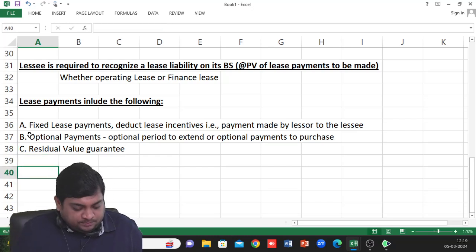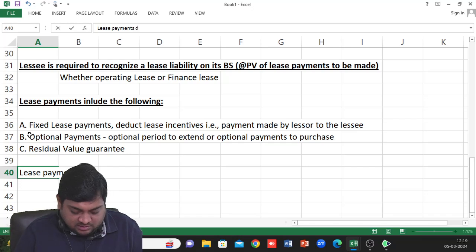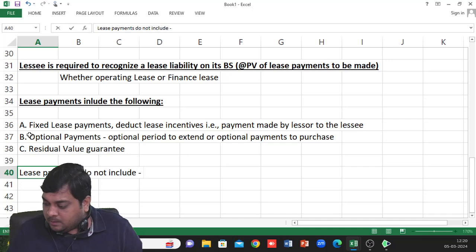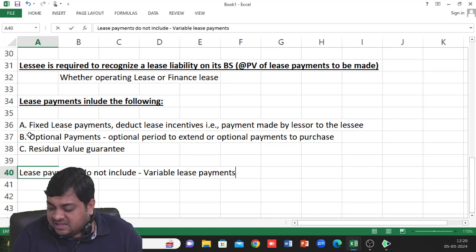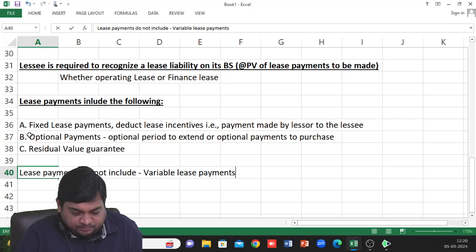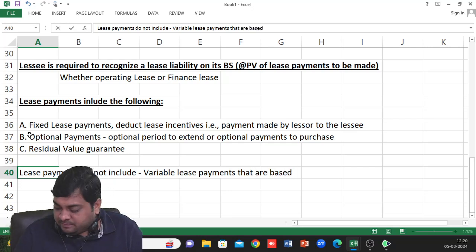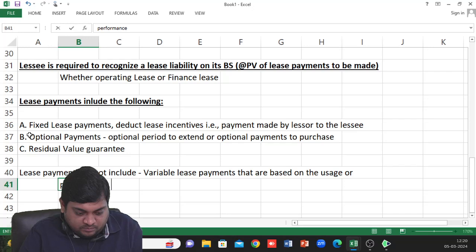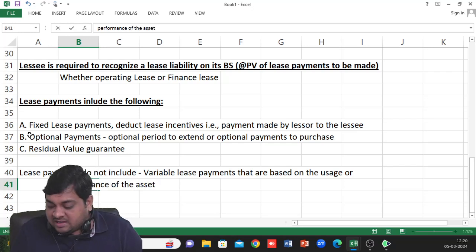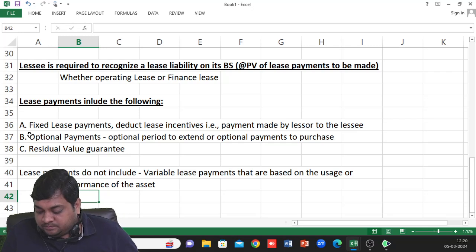Now lease payments do not include variable lease payments that are based on the usage or performance of the asset, right?